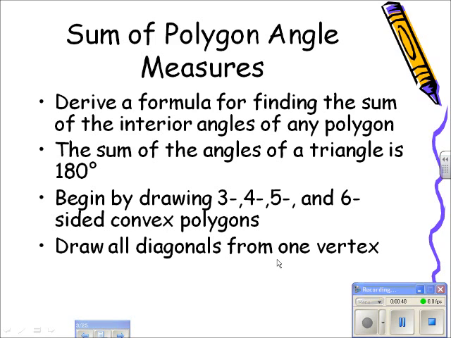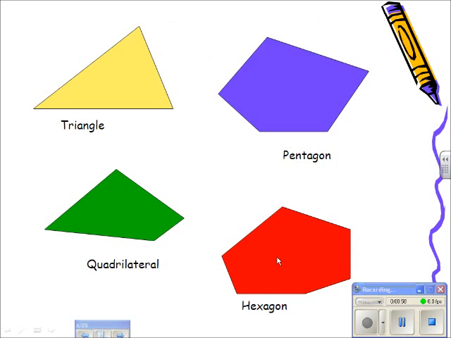You begin by drawing 3, 4, 5, and 6-sided convex polygons. Then, from one vertex, you're going to draw all the diagonals. So here's your triangle, your quadrilateral, your pentagon, your hexagon. Pick just one vertex and draw to every other opposite vertex to get your diagonals. What I notice is my quadrilateral has 2 triangles in it, my pentagon has 3 triangles, and my hexagon has 4 triangles.